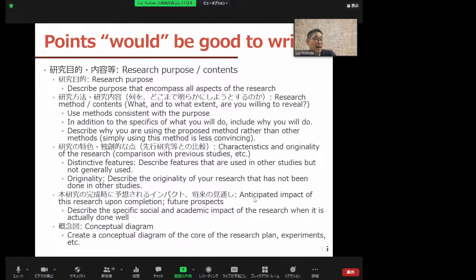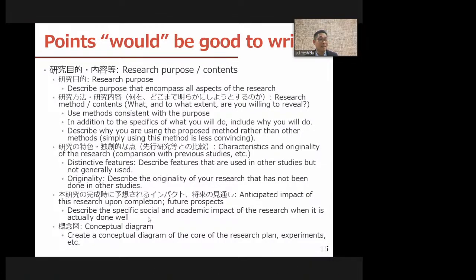And in the anticipated impact of this research upon completion or future prospects, please describe the specific social and academic impact of the research when it is actually done well. For example, for me, when my research is fulfilled, patients with drug-resistant epilepsy will be cured, and that means my research could improve the QOL, quality of life, of the patients. That is a social impact.